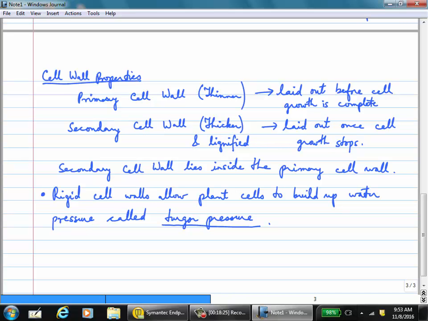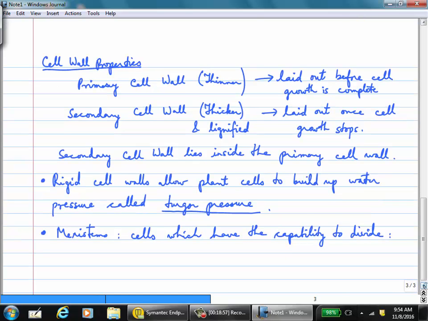In the case of plants also, most of the division is carried out by groups of stem cells, and they are called meristems. So meristems are basically groups of stem cells. These are cells which have the capability to divide. And they have different names in different regions of the plant.